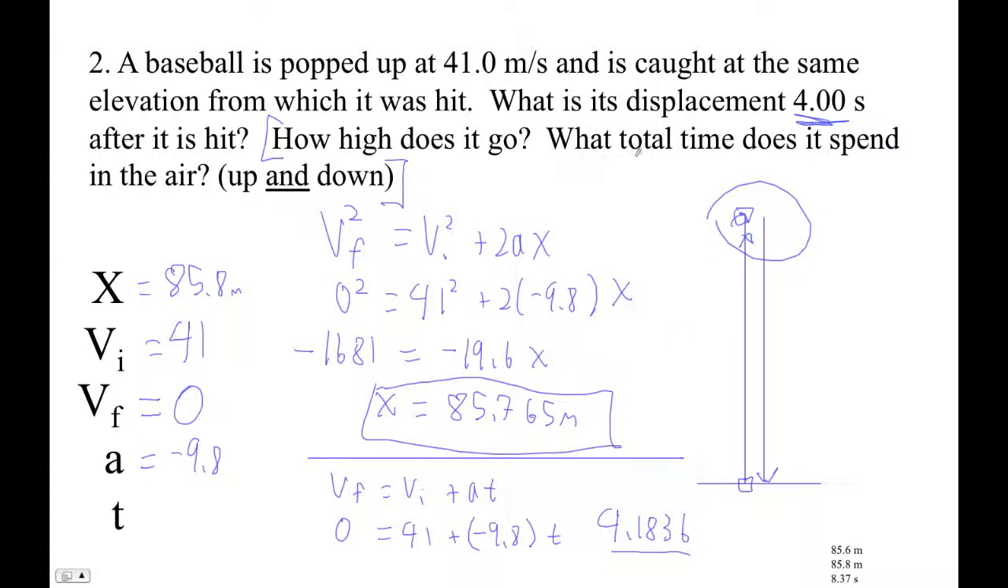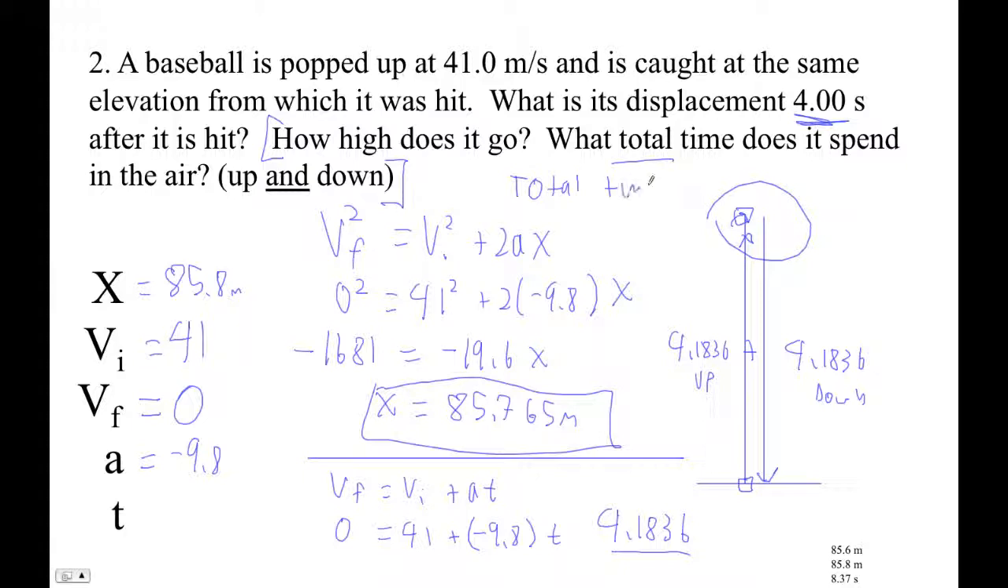Okay, now the problem doesn't say what is the time to the top. It says what is the total time in the air. So what we're going to do is go 4.1836 plus, that's on the way up, right? And then 4.1836 down, right? Or I'm just going to multiply this number by 2. That times 2, 8.3673.